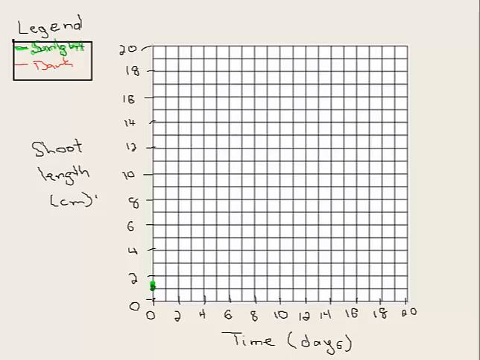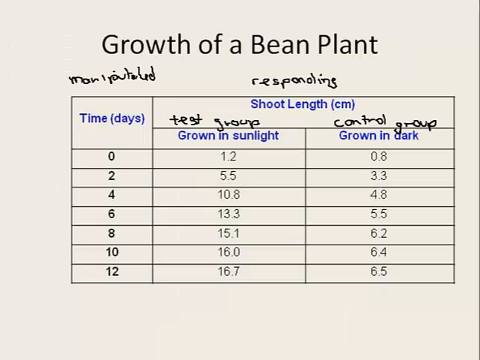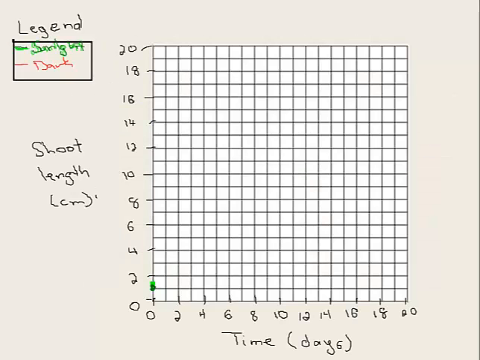Okay, and at time equals 2 days, it was 5.5 centimeters. And at 4 days, it was 10.8. So let's plot those 2 points. I go across my x-axis to 2 days, and then I go straight up until I get to 5.5 centimeters. So this is going to be 5.0, so 5.5 is going to be exactly there, halfway between the 5 and the 6.